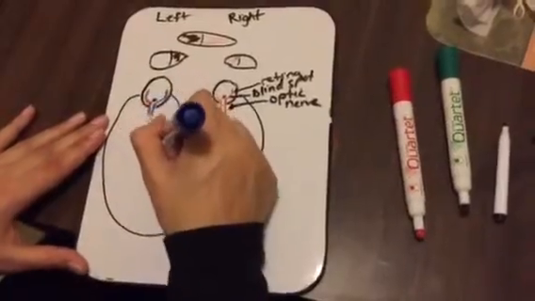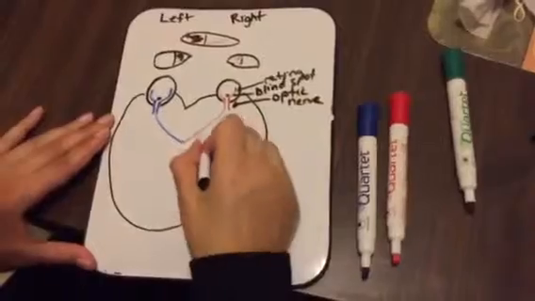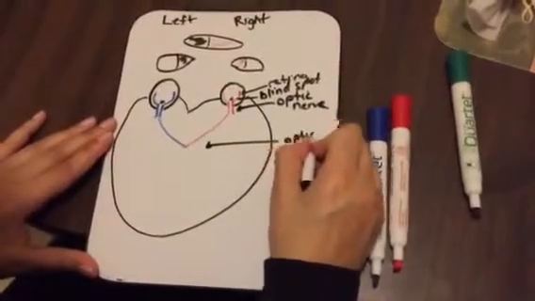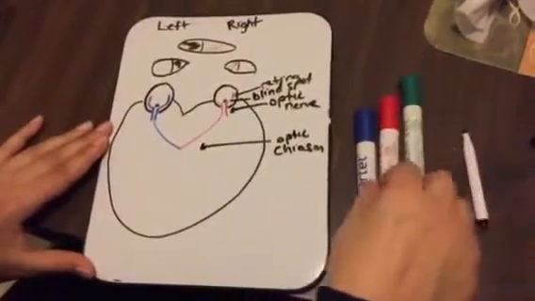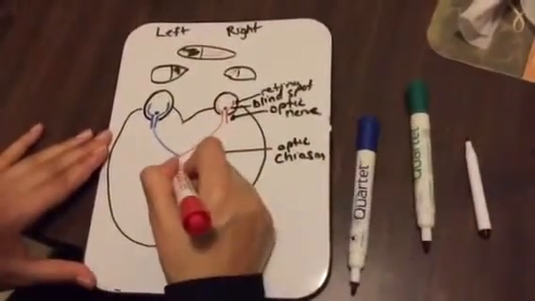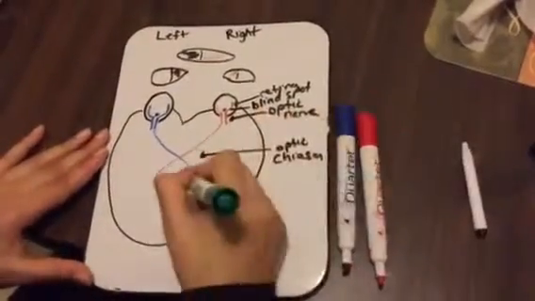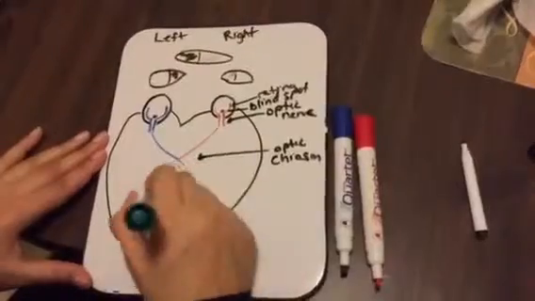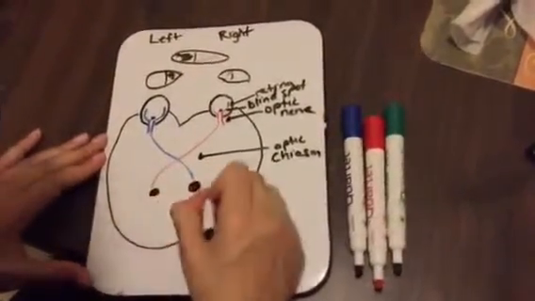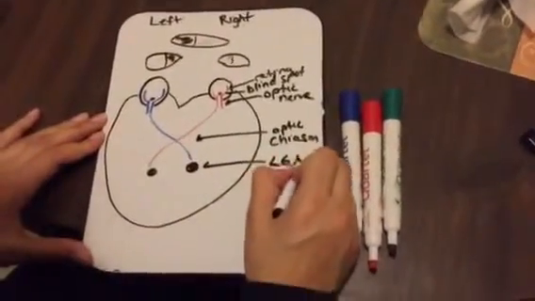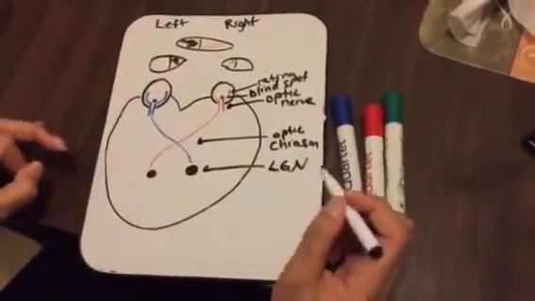So we'll start now. The optic nerves travel down, and where they meet is called the optic chiasm. I don't know if I'm pronouncing that right, but I think I am, hopefully. And then they continue to travel down where they are processed by the LGN, or the lateral geniculate nucleus. I'm going to call it LGN because that is a mouthful.